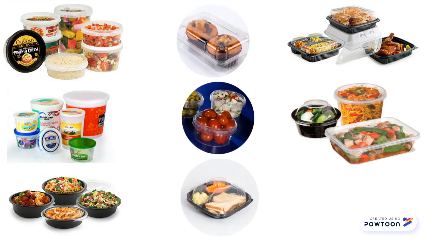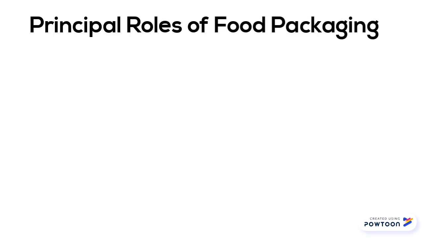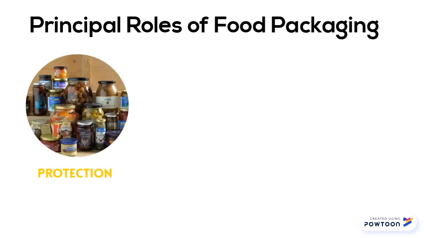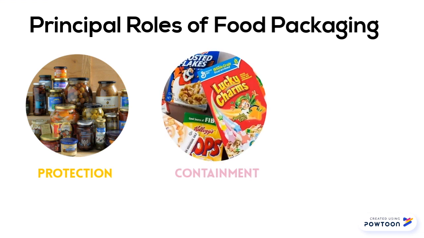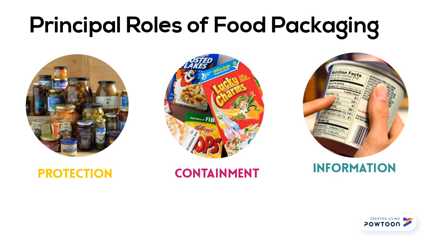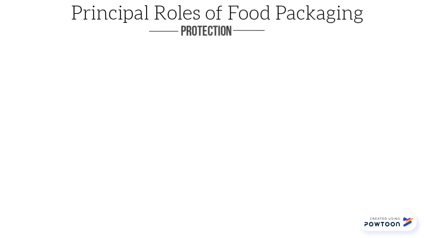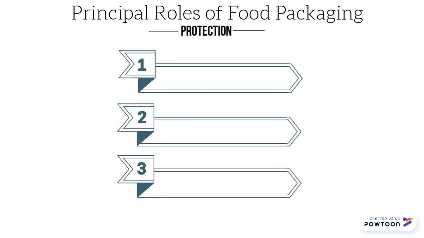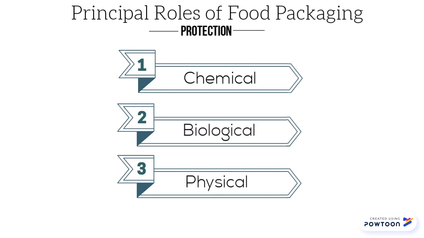Let us tell you more about why food packaging is important. The principal roles of food packaging are to protect food products from outside influences and damages, to contain the food, and to provide consumers with ingredient and nutritional information. Food packaging provides protection from three major classes of external influences, which are chemical, biological, and physical.